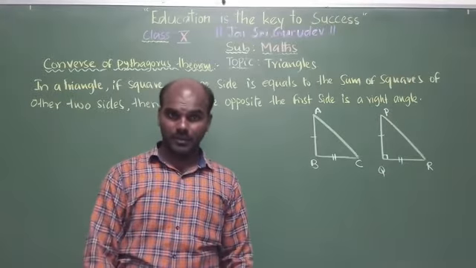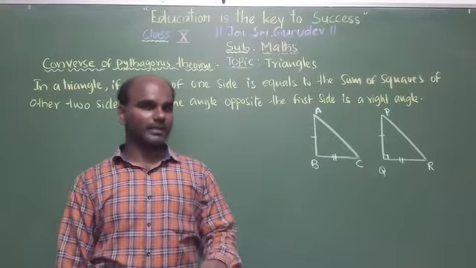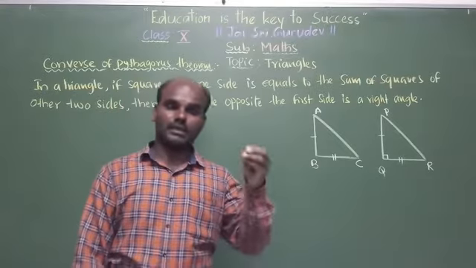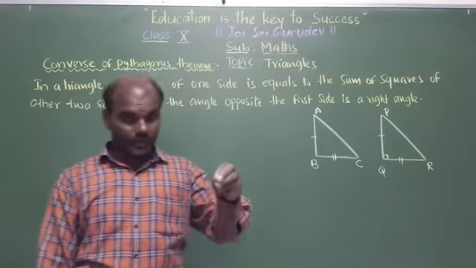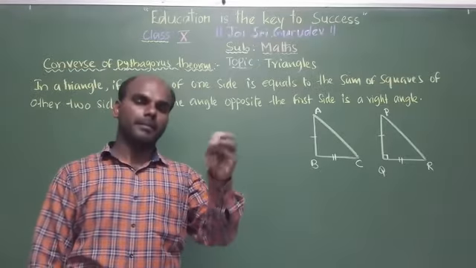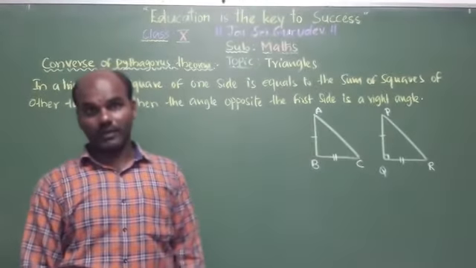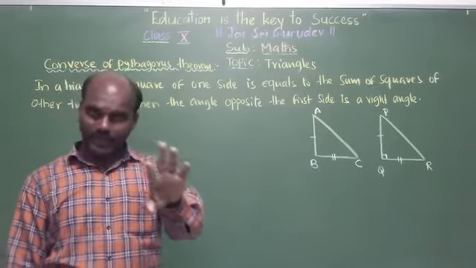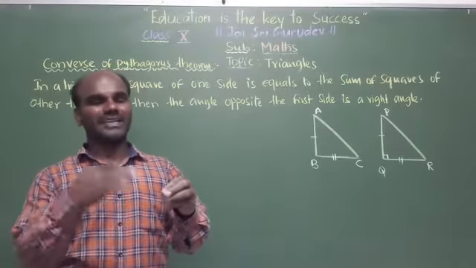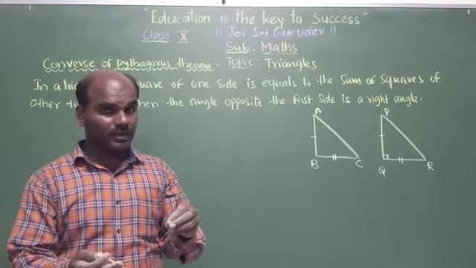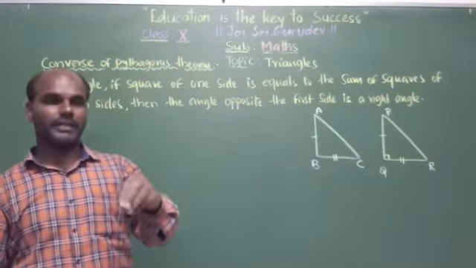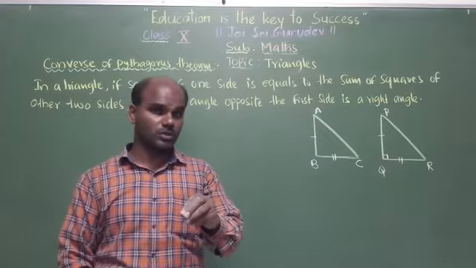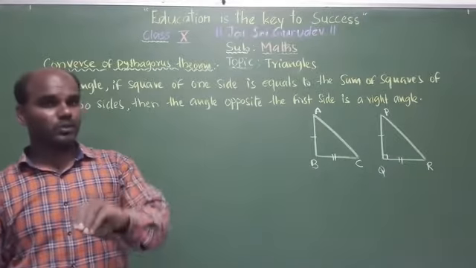In the Pythagoras theorem, we apply it in a right angle triangle. But the converse is the opposite. The given triangle is not stated to be a right angle triangle, but there is another condition. What is the other condition, children? The square of one side, the square of the hypotenuse, is equal to the sum of the squares of the other two sides.